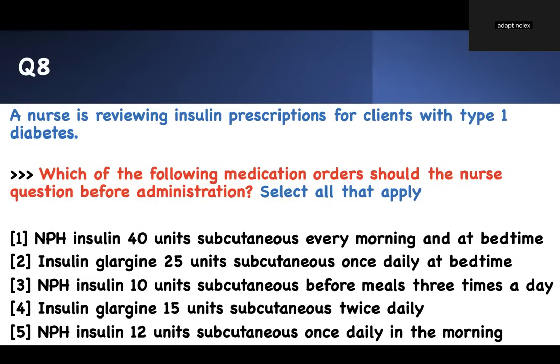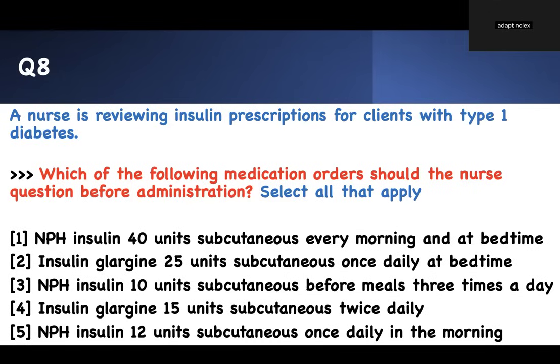NPH insulin 40 units sub-Q every morning and at bedtime. What do you think? Insulin glargine 25 units sub-Q once daily at bedtime. NPH 10 units sub-Q before meals 3 times a day. Insulin glargine 15 units sub-Q twice a day. NPH insulin 12 units sub-Q once daily in the morning. There's the content.